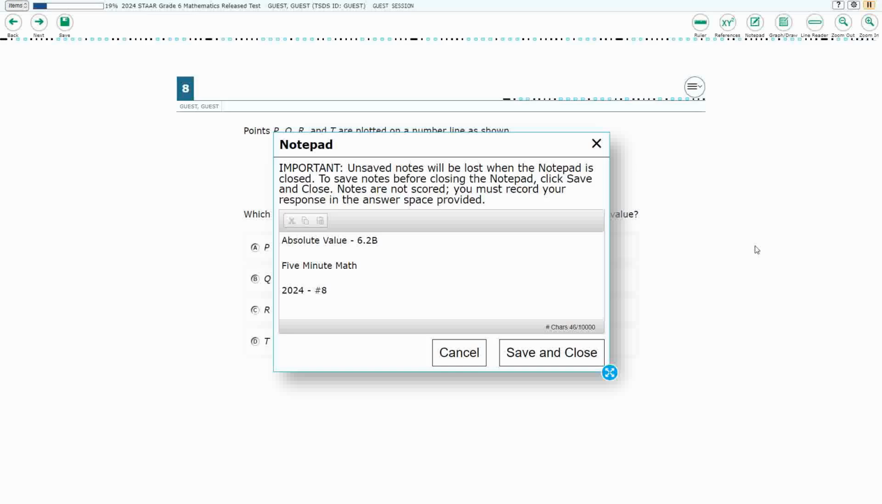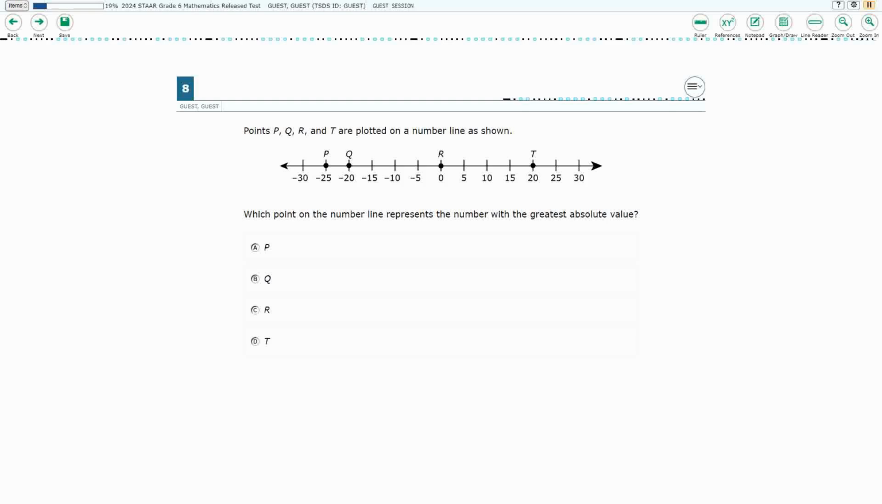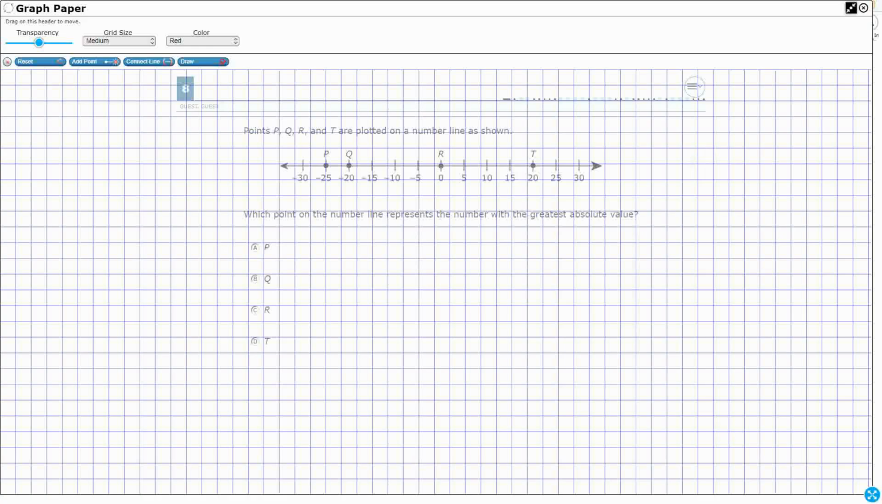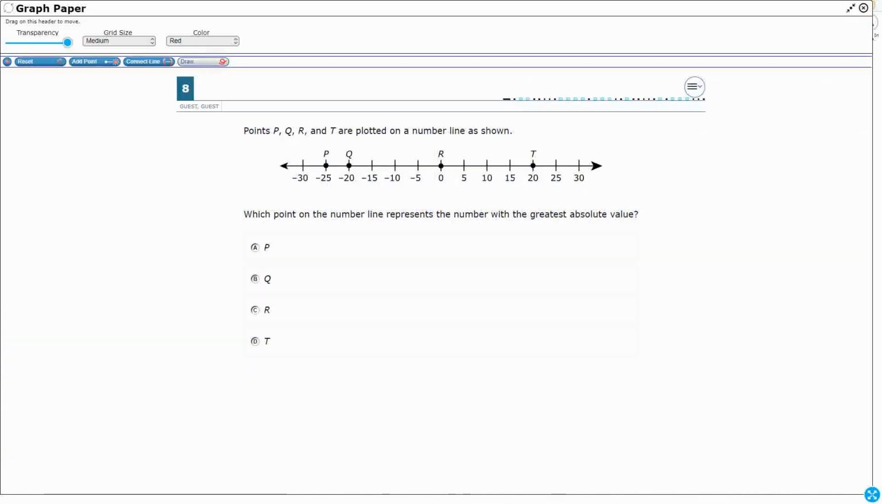Today we are looking at the 6th grade concept of absolute value. This is standard 6.2b in the great state of Texas, and we are using item number 8 of the 2024 released STAAR test. If you haven't done so already, please go ahead and take a moment to pause the video, work this problem out on your own, unpause it, and we will look at our answers together.